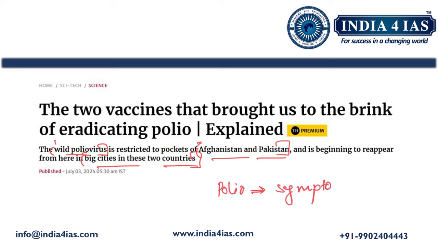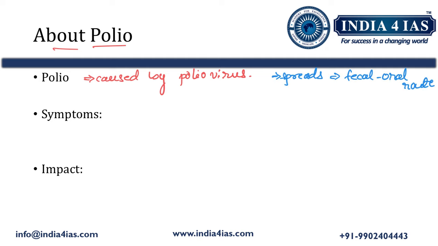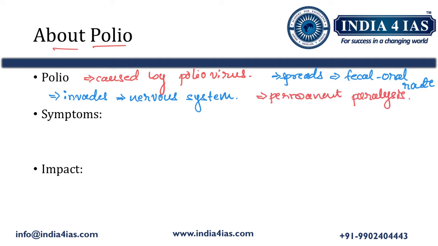So polio, it is poliomyelitis. It is a highly infectious viral disease caused by polio virus. So this polio virus primarily spreads through the fecal oral route. The virus multiplies in the intestine and can invade the nervous system, causing paralysis in the affected person. So this polio virus primarily affects young children and can lead to permanent paralysis of the children.